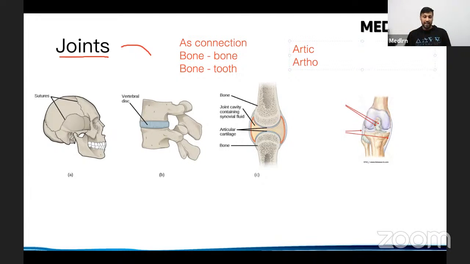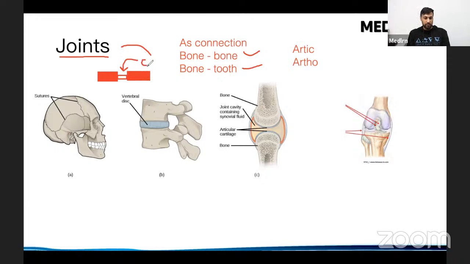It could be between bone and bone, or between bone and tooth. And remember that bones are never directly connected. There's always something in between them, because if bones were directly connected, there would be rubbing and friction, and that's not going to be good. So let's say this is a bone, in between you'd have some other tissue, and then another bone here. We always have some sort of tissue in between.